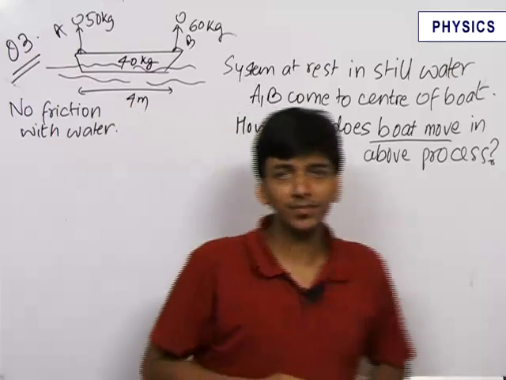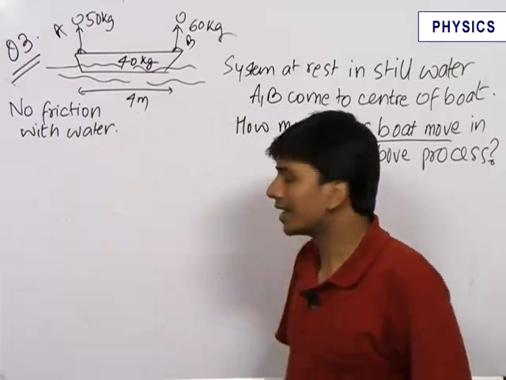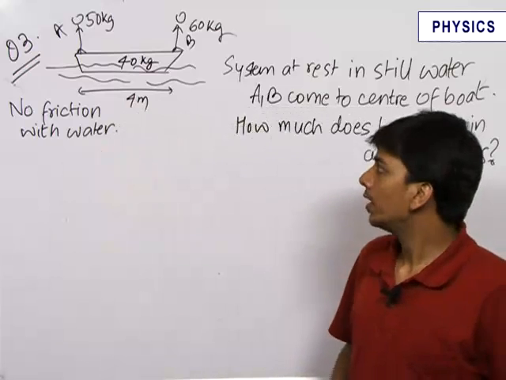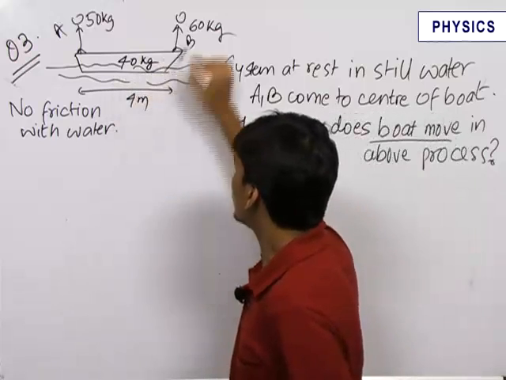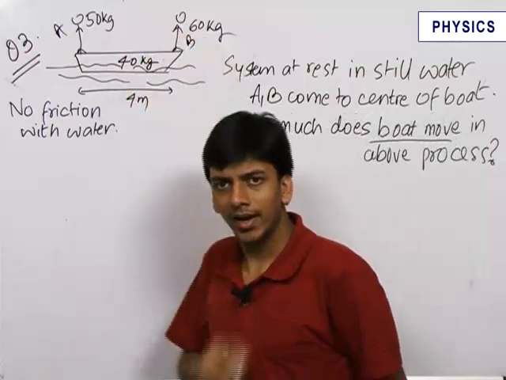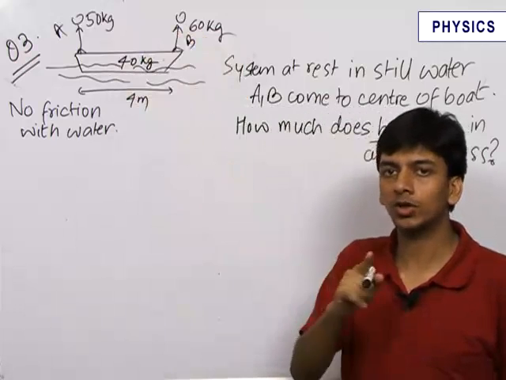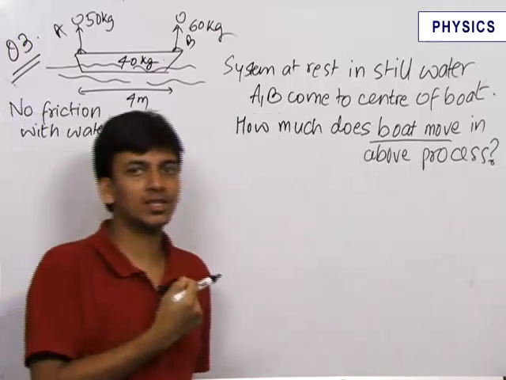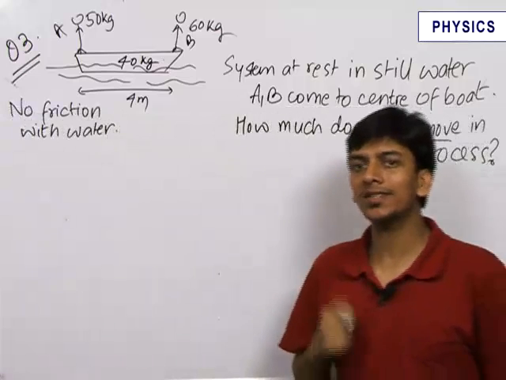Now in this question, the first thing that should come to your mind is that this question will be solved by the concept of center of mass. The first thing you realize is that if you take this 40 kg object and the two men in a system, there is no external force acting on the system in horizontal direction. So the net external force acting on the system of both A and B in horizontal direction is 0.